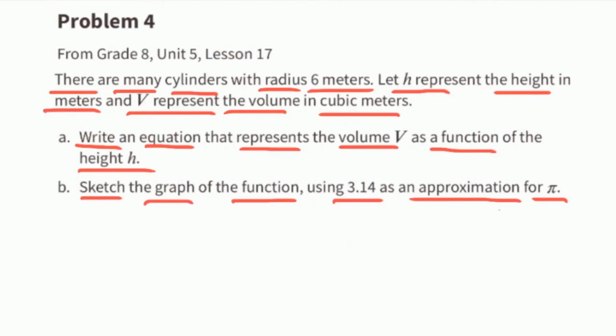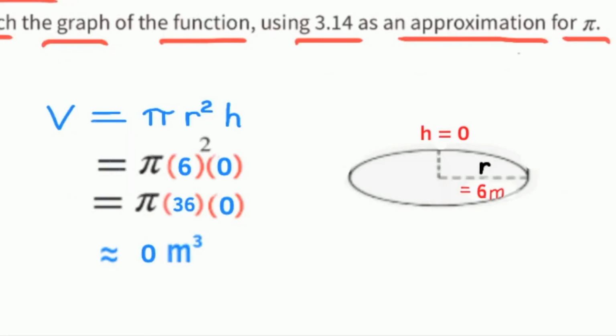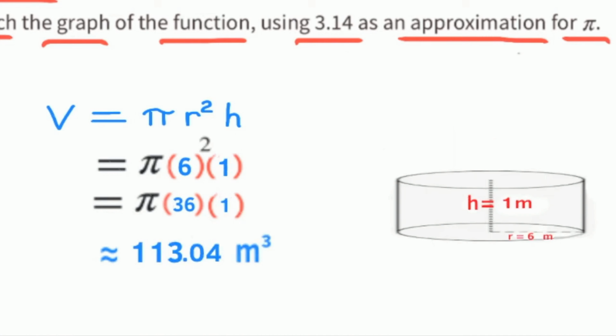B. Sketch the graph of the function using 3.14 as an approximation for pi. If the height of the cylinder were 0 meters, then the volume would be 0 meters cubed. And we can show that point on the graph. If the height of the cylinder were 1 meter, then the volume would be 113.04 meters cubed, because 3.14 times 36 times 1 is 113.04. I'll show that point on the graph as well.